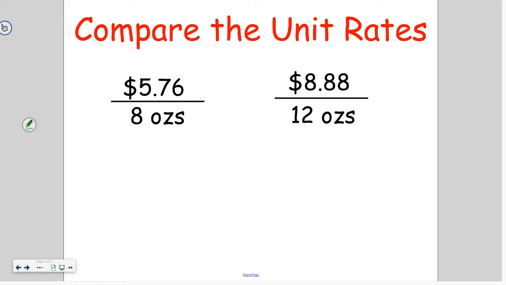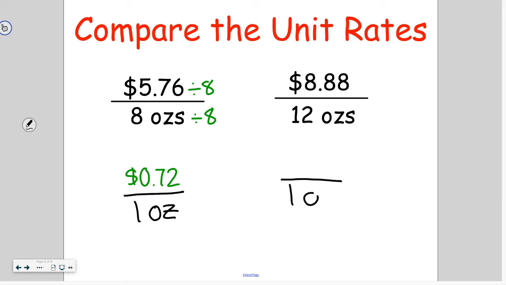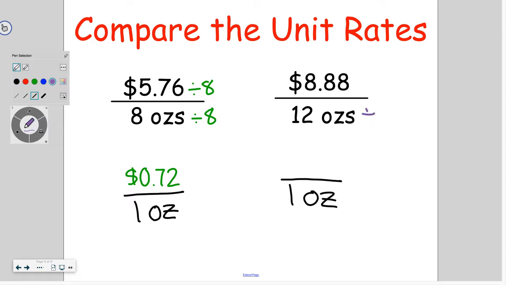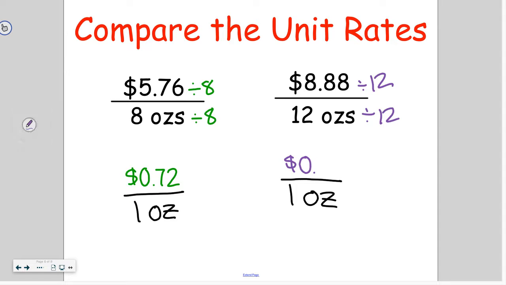For the first one, we need to get to 1 ounce on the bottom. So we are going to divide both of those quantities by 8, and I get an answer of $0.72 or 72 cents. For the second one, we are also going to need to get to 1 ounce on the bottom. So this time we are going to divide both by 12, and when I do that, I get $0.74.